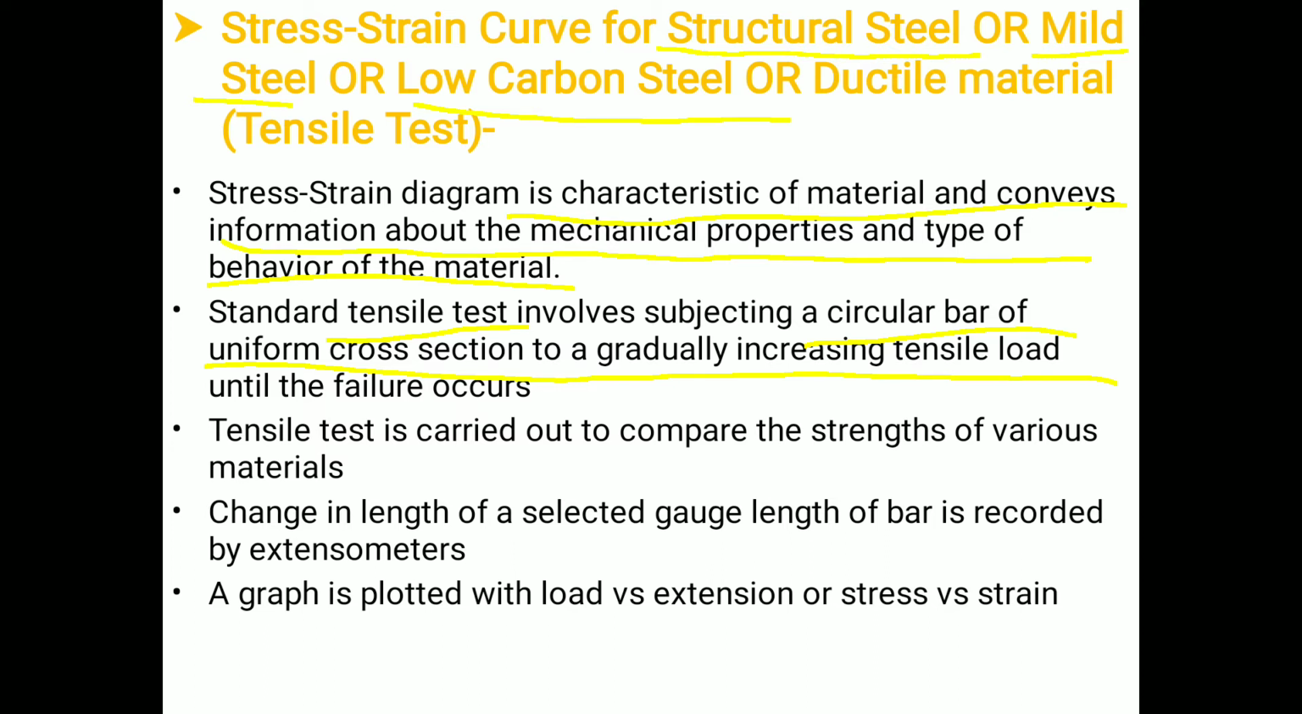After the failure occurs, we will plot a graph of load versus extension, because if I apply the tensile pull on any material, the bar will get extended. Therefore, under the action of load, we have to find out the extension of that particular bar. Now, how to find out the extension? The extension can be found out by using a device, the extensometer. The extensometer is a device which is used to find out the distance between two definite points. These two definite points are known as gauge length. Or we can plot a graph of stress versus strain also.